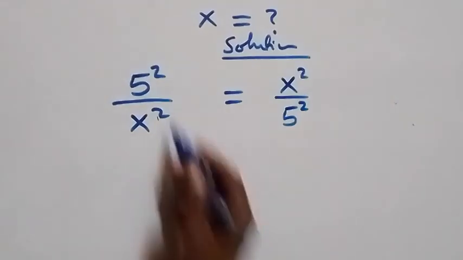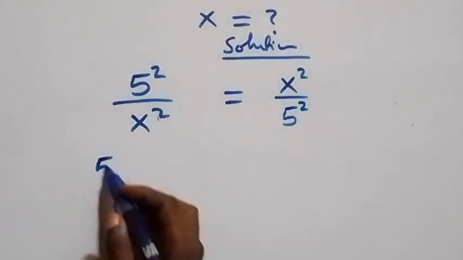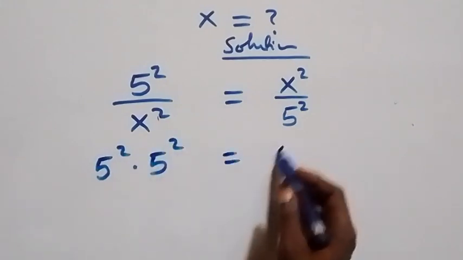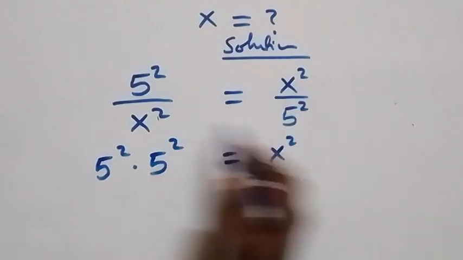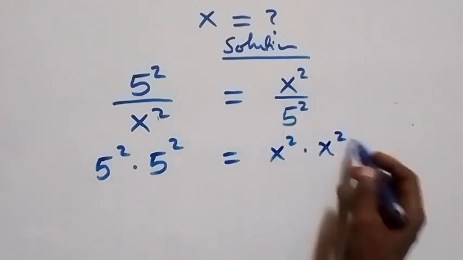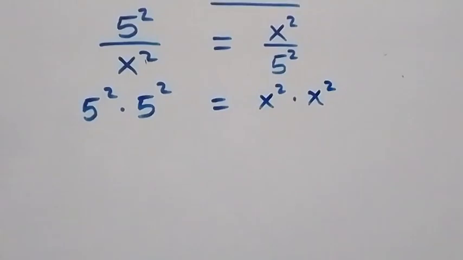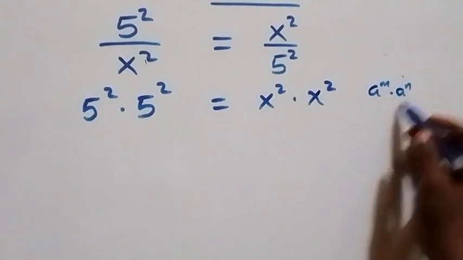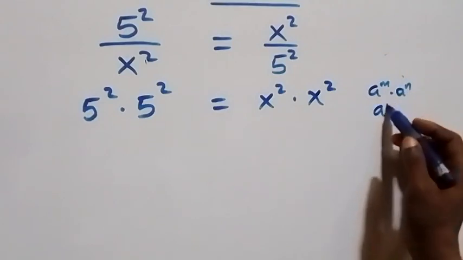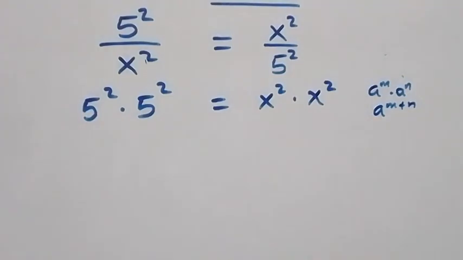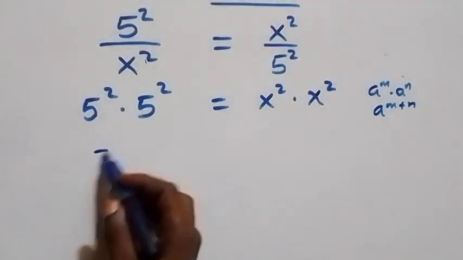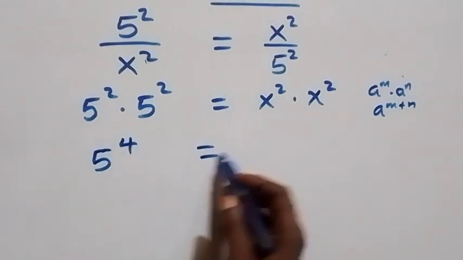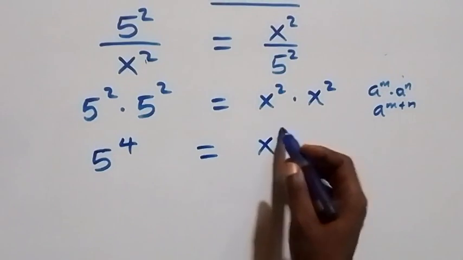The next step, we cross multiply and we have 5 squared times 5 squared, which is equal to x squared times x squared. And from the law of indices, when we have the same base, a raised to power m times a raised to power n, we have the power as a raised to power m plus n. Then here what we have becomes 5 raised to power 2 plus 2, which is 5 raised to power 4, also equal to x raised to power 4 here.